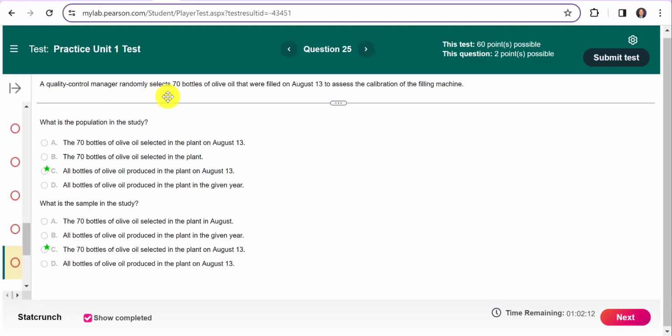A quality control manager selects 70 bottles of olive oil that were filled on August 13th and assesses the calibration. What is the population? We're trying to take these 70 bottles and infer to the population, which is all the bottles that were produced that day. And what's the sample? It's the 70 that were selected.